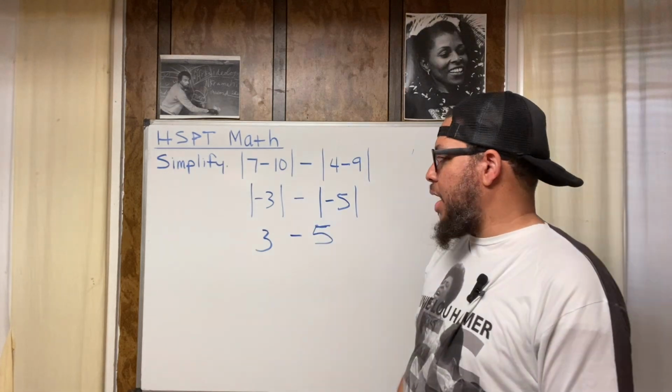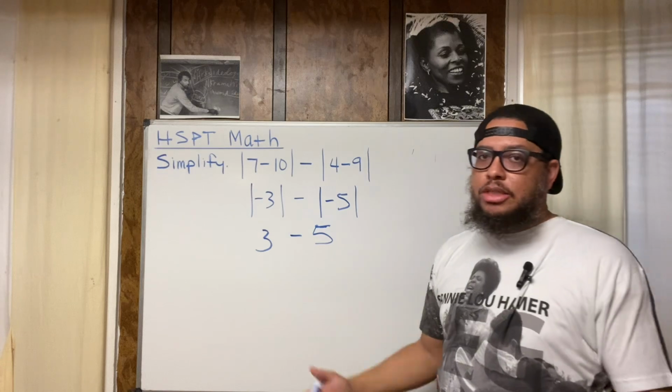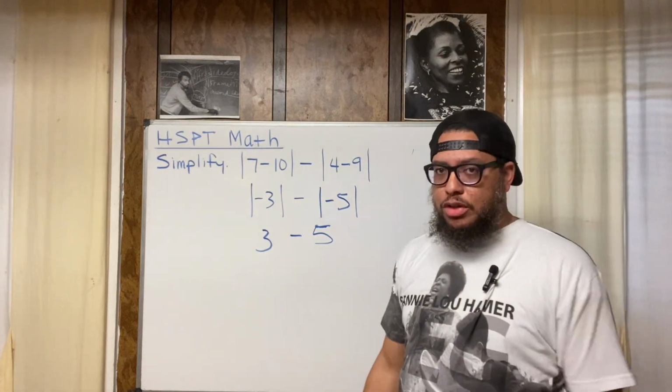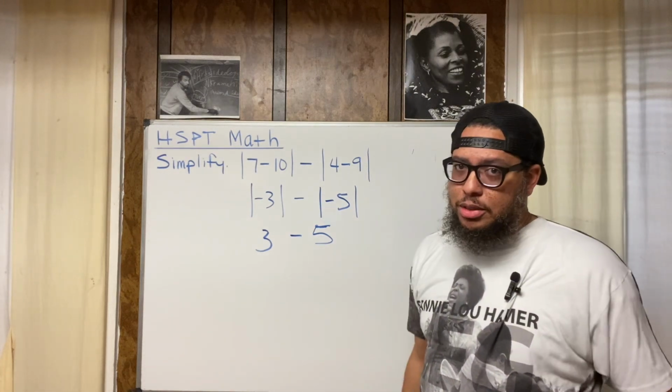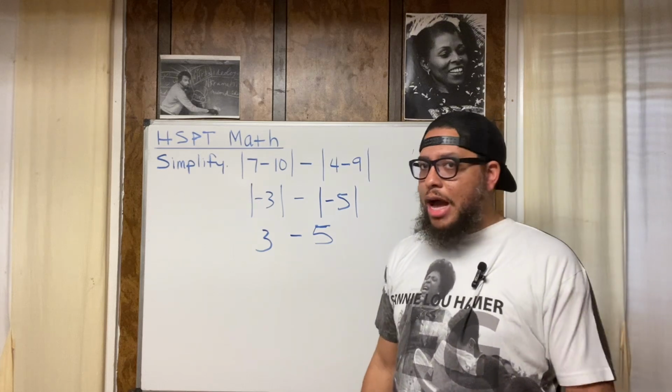What's 3 take away 5? Again, you got to know how to subtract. We got to know how to do basic arithmetic. And for real, this is basic arithmetic. 3 minus 5 is not +2.